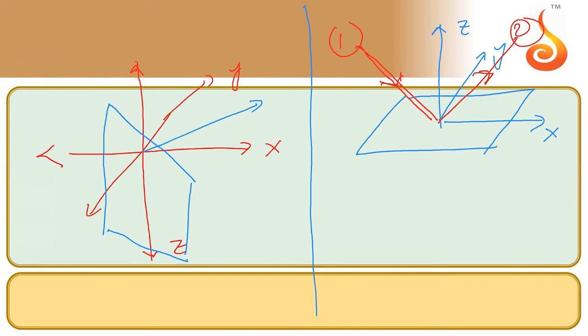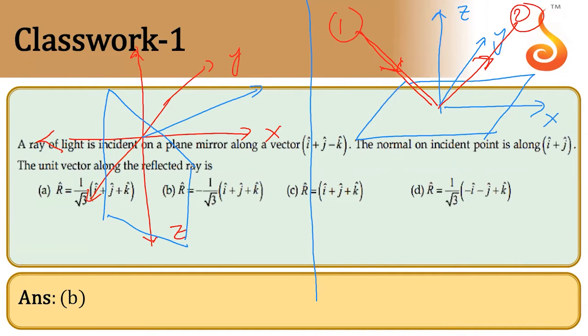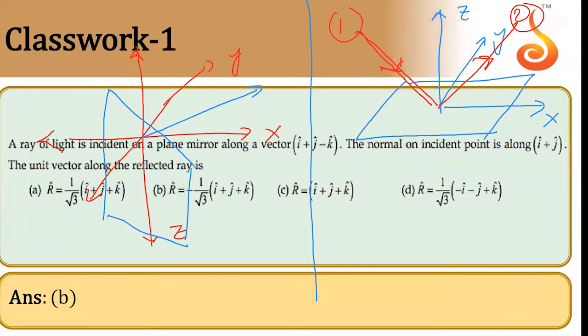What is it that I am trying to tell you, my dear friends? This is what the question told you. Okay, so let me do this question. I hope it will work. A ray of light is incident along i cap plus j cap minus k cap, and the normal at the incident point is given along i cap plus j cap. The unit vector along the reflected direction is what?